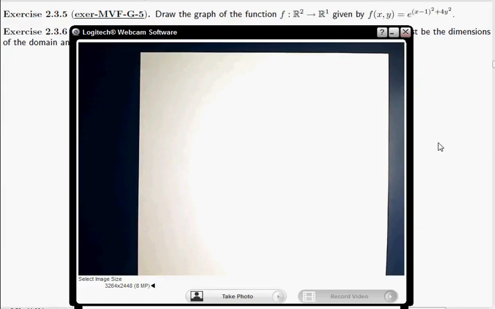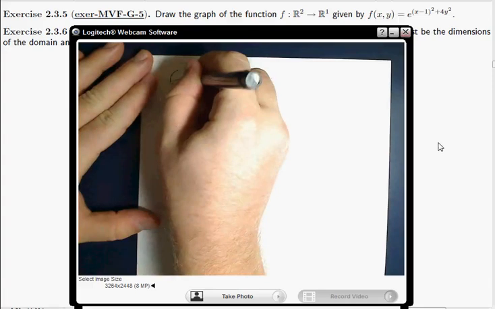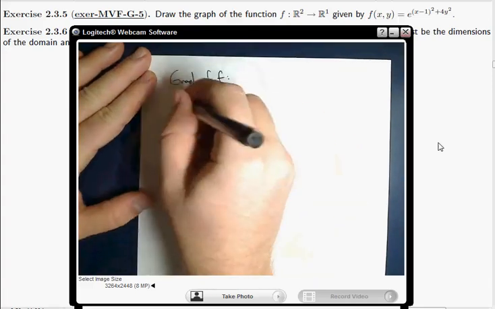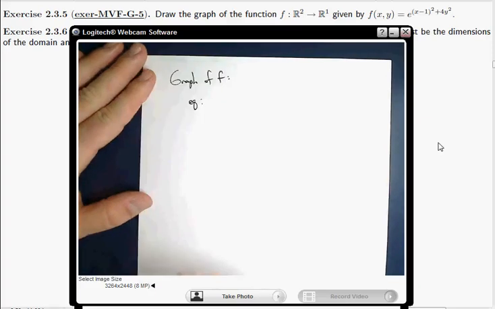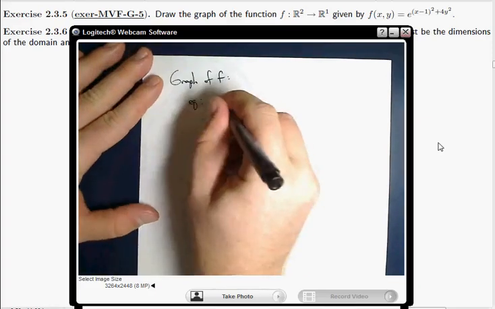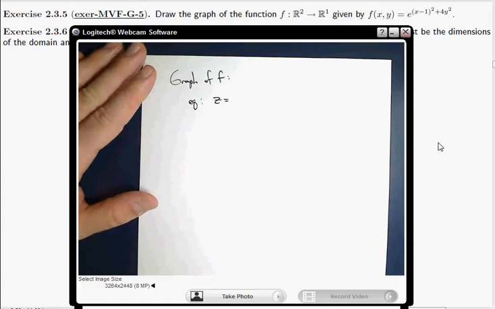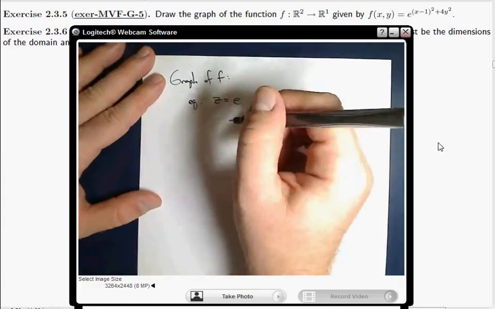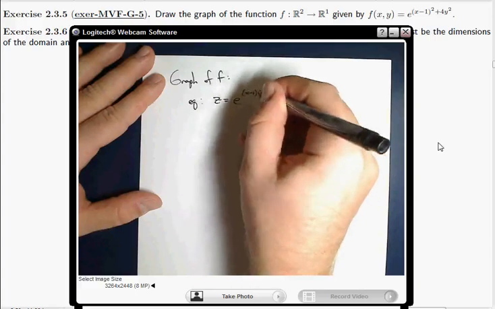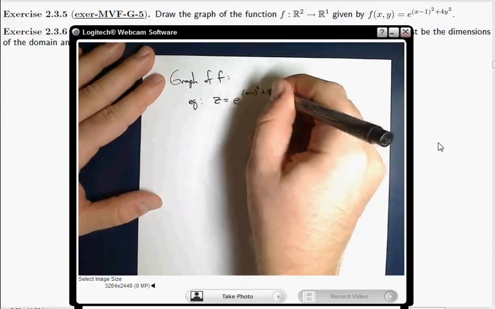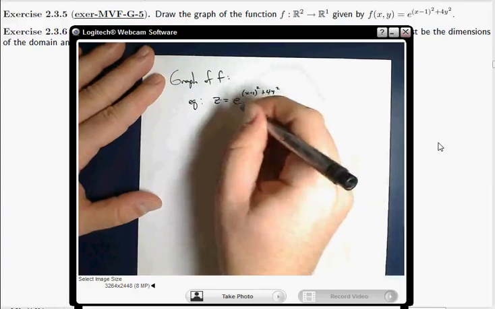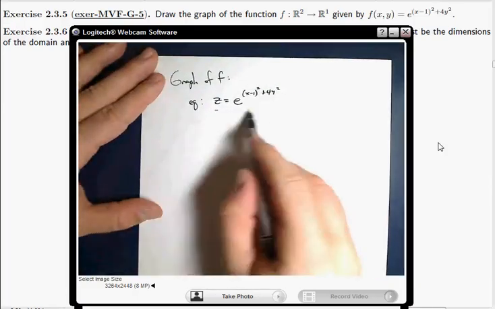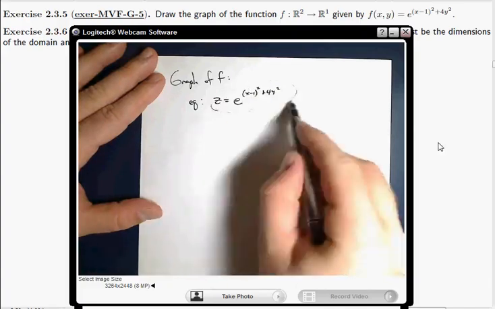So the graph of this function f is represented by an equation, and the equation is z equals, so here's where we're using the graph construction, z equals, and then I write down the formula for this thing, and it's e to the power of (x minus 1) squared plus 4y squared. Okay. So what I really want to know now is how do I draw the solution set to this equation?